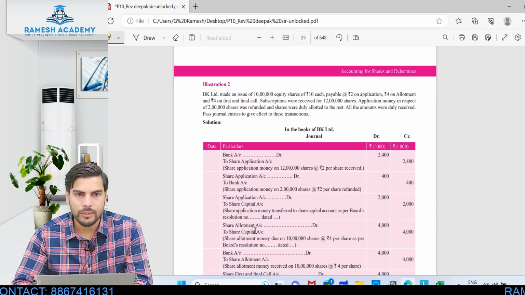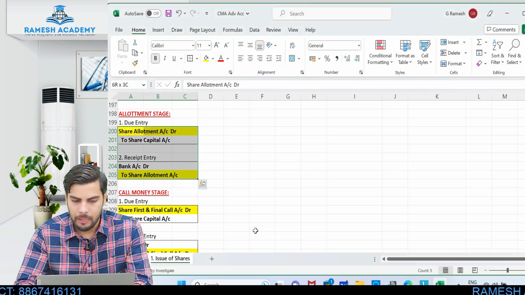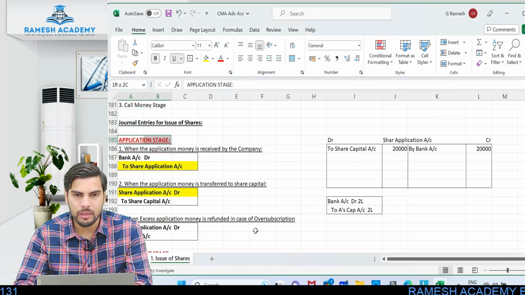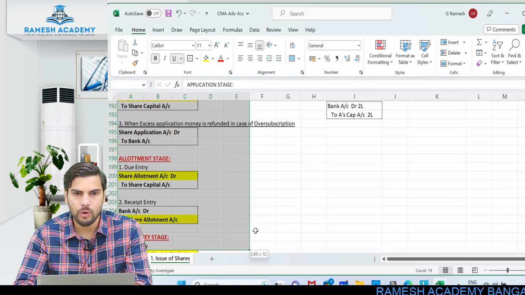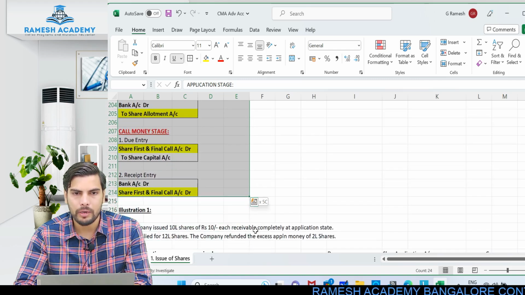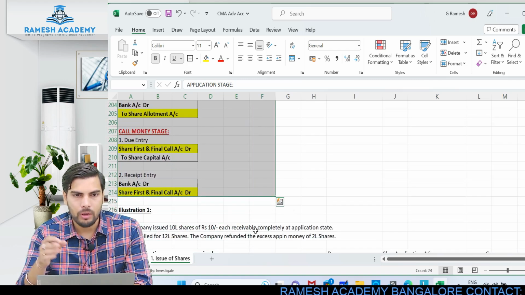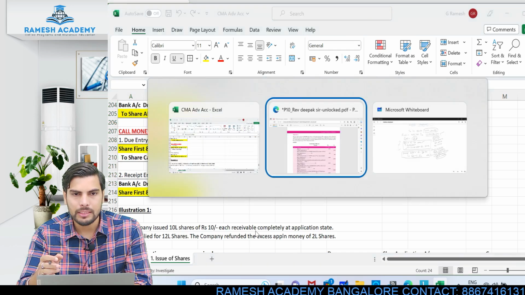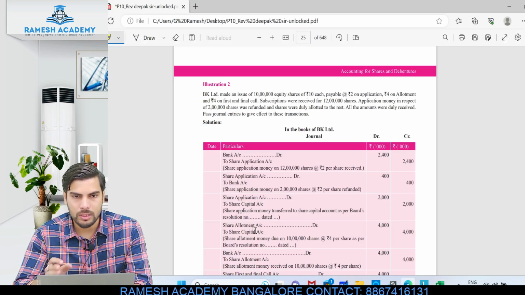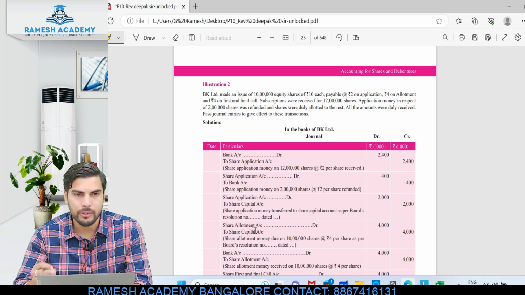I want you guys to go through these, and by the next class, just have a thorough grip about these particular entries. All these entries whatever we discussed over here, the entries pertaining to application, allotment and call money, just go through these particular entries and try to remember them. In the next class we'll be starting straight away from illustration number 2. So make sure you go through the stuff whatever we discussed on that particular day itself.